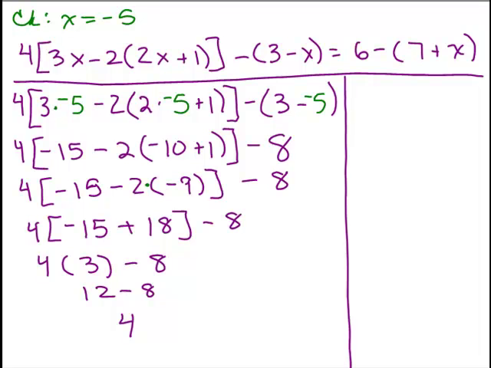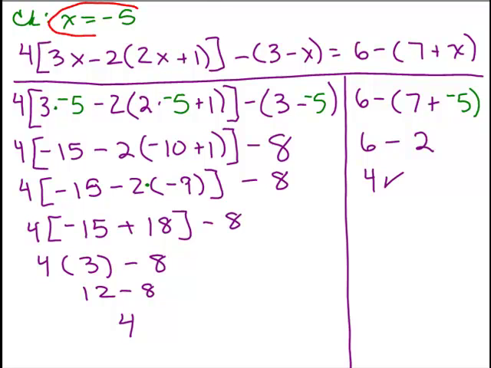Let's see if the right-hand side simplifies to 4. So we're going to put in -5 for x. And that gives me 6 minus, now what's 7 plus -5? Well, that's just 2. Now, you don't need to keep a parentheses around it. You can just write 6 minus 2. And 6 minus 2 is 4. So yes, when you plug in -5, you get the same number on both sides, so that must be the correct solution. So this is the correct solution.